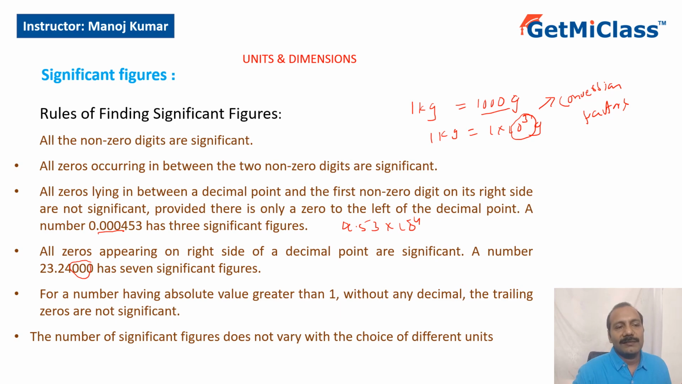For a number having absolute value greater than 1 without any decimal, the trailing zeros are not significant. So something like, as I said, 1000, these three zeros are not significant. And the number of significant figures does not vary with the choice of different units. So the conversion doesn't change the number of significant figures, because that doesn't affect the accuracy of the measuring instrument.